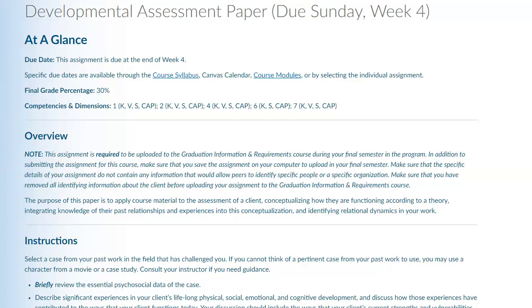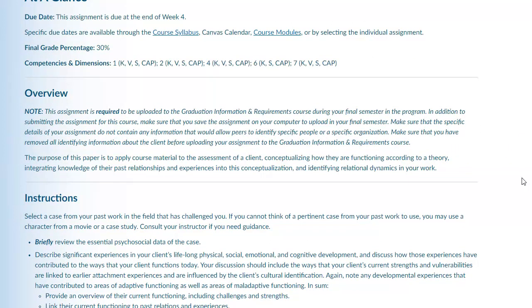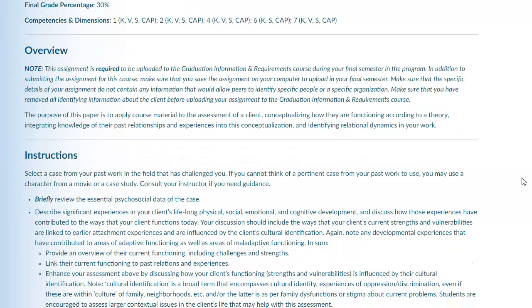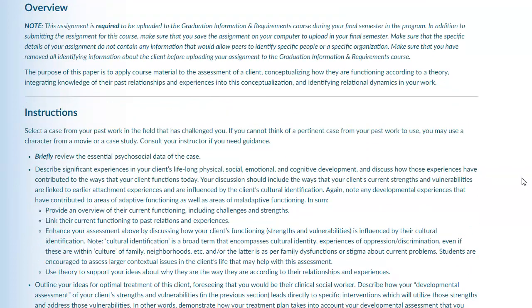I do want to make sure that you treat this assignment just like any other. This is worth 30% of your grade, but it's just like any other paper that you would have for any other course. You just want to make sure that you're following the instructions, you're going and looking at the rubric to make sure that you meet all of the requirements for the paper.